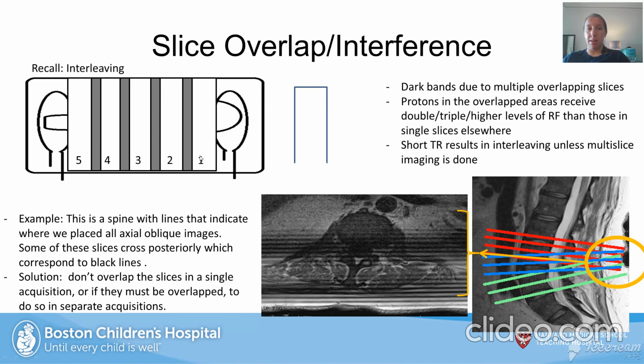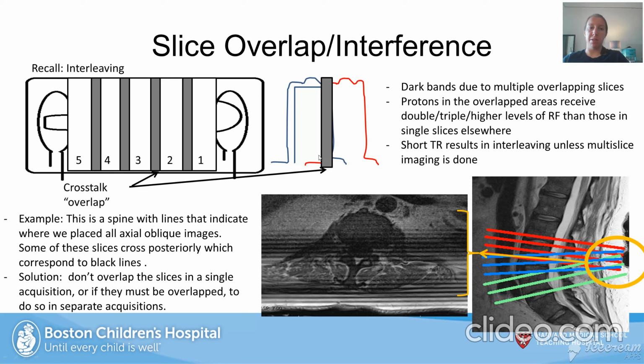And then there's also slice overlapping or interference. I also talked in my previous talk about interleaving. Basically, when you send in a signal, it's not going to look like a box. It's going to have a weird shape to it. It's going to be spread out a little bit, and it's also going to overlap with the signal right next to it, aka the next slice. So there's going to be an overlap region. These images that are acquired, 1, 2, 3, 4, 5, are going to have some overlap, also known as crosstalk. Basically, these overlap signals show up as dark bands because of these overlapping slices.